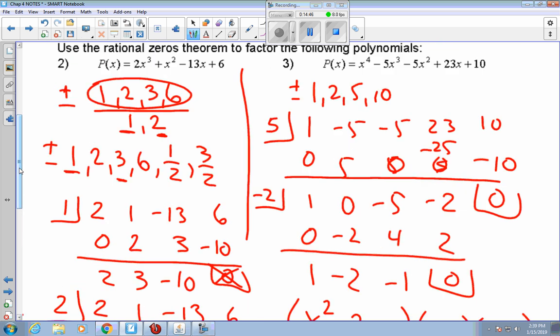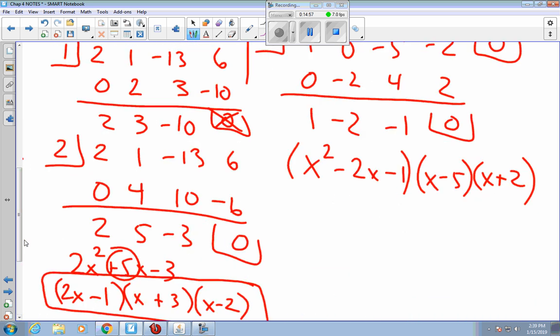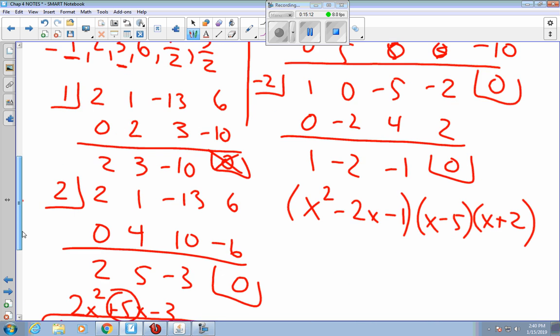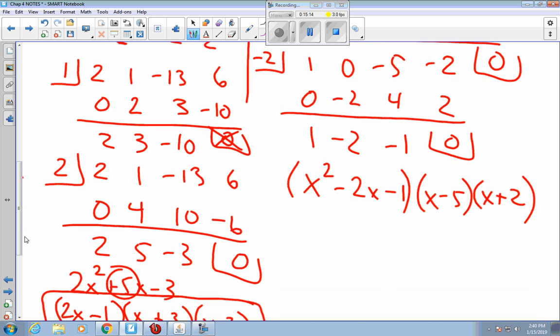Yep. 2, 4, 6, 8. There's 8 things you can try. And sometimes you try all 8 of them, and guess what? Sometimes none of them work. I know. I've been there, kid. Then you don't have any rational zeros. Very frustrating. Makes you want to cry.